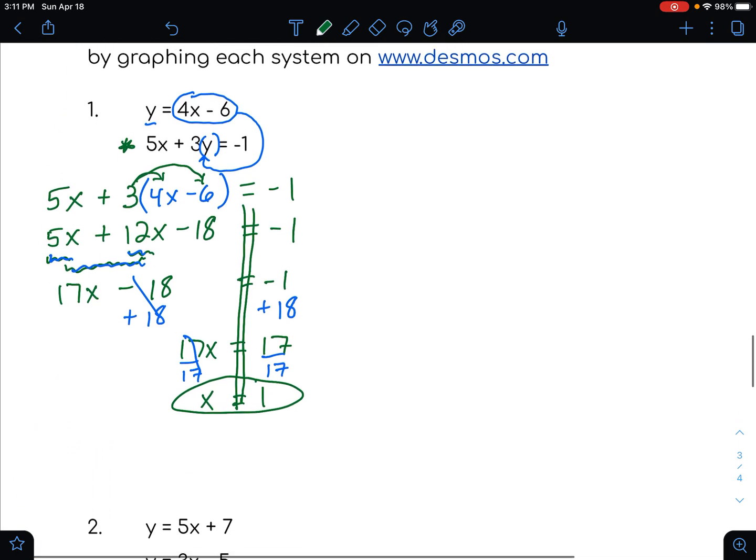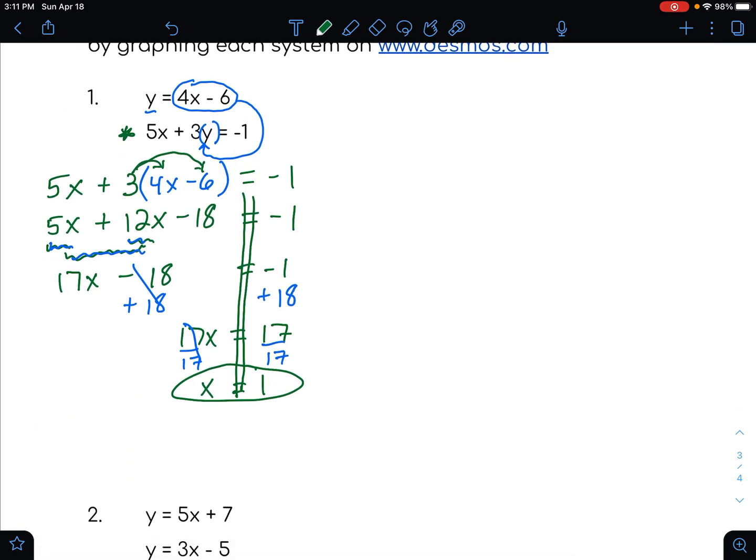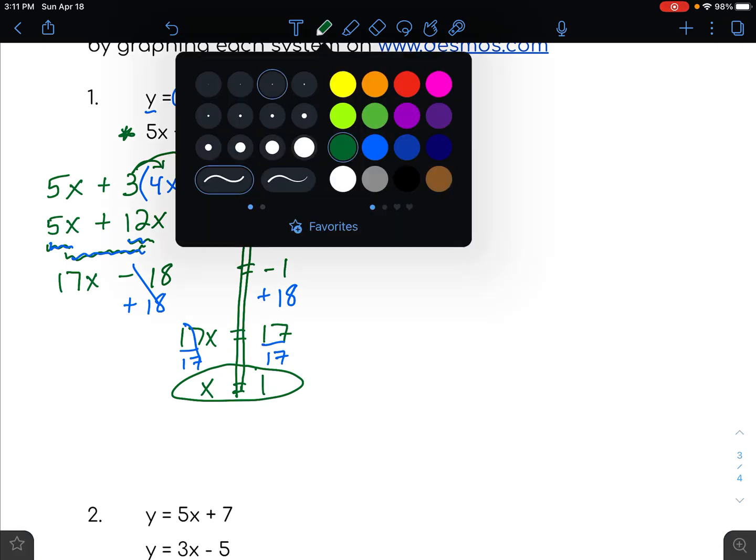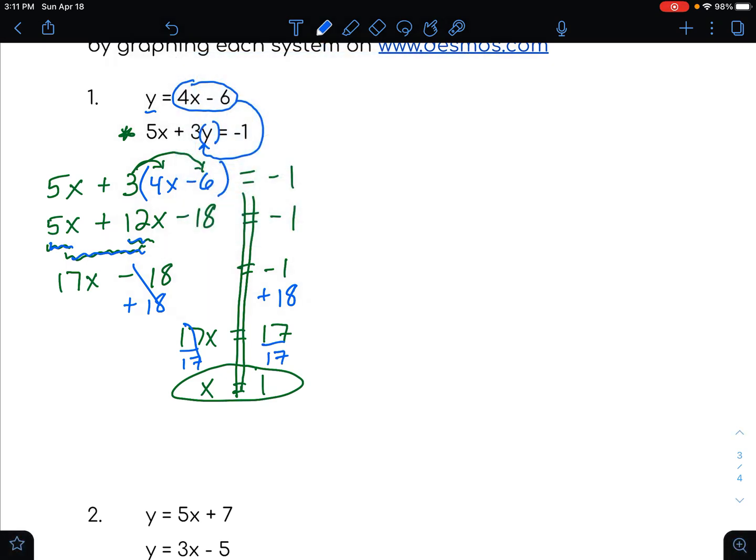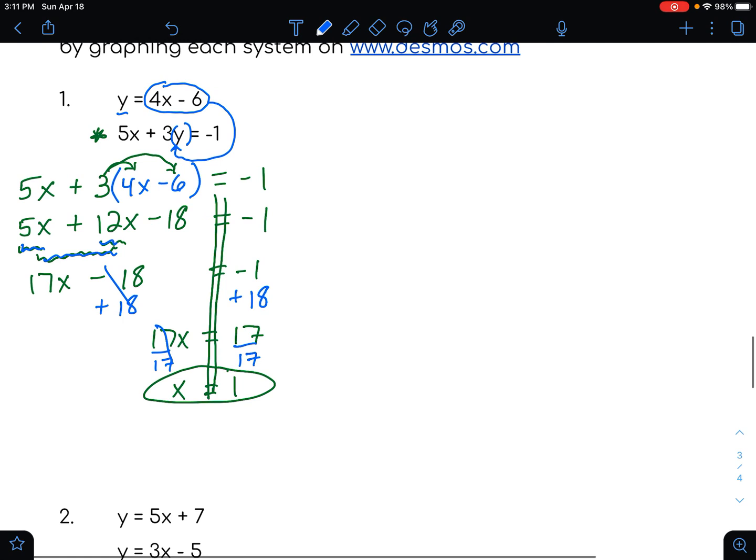Now step number 3, we need our y value. And what I would recommend here probably is that we bring down the equation that is a little bit easier to substitute back into. In this case, since we're trying to get the y, it's probably the y equals equation that we will use. So y equals 4x minus 6. And now we know that the x value is 1. So y equals 4 times 1 minus 6.